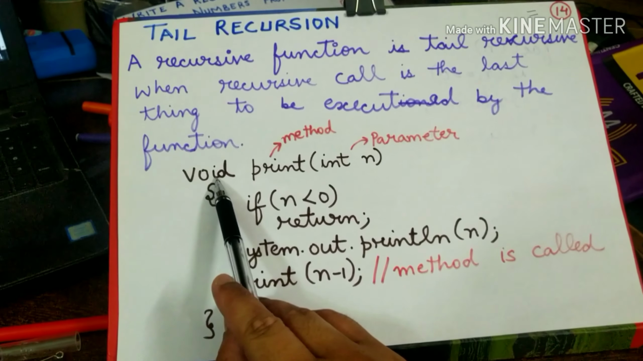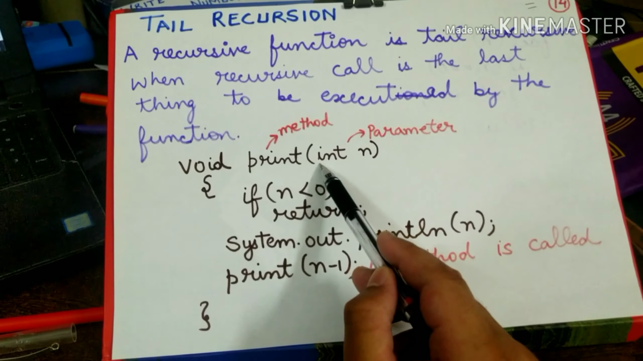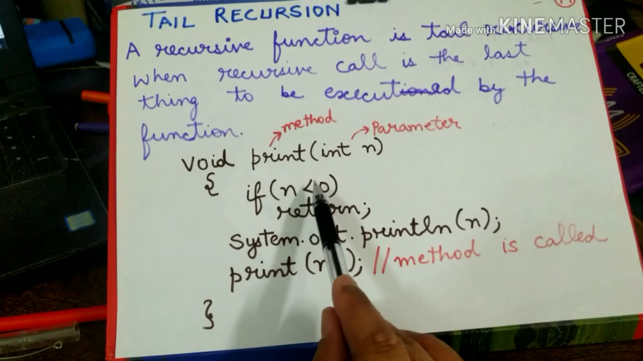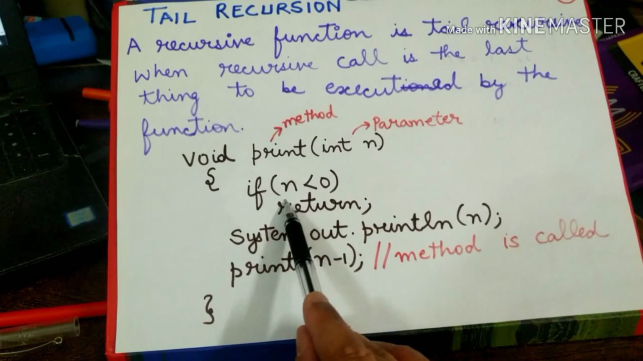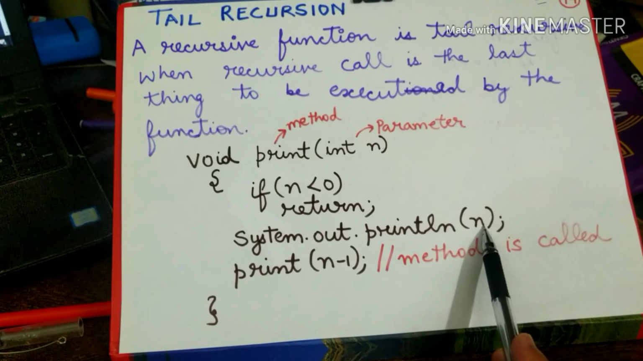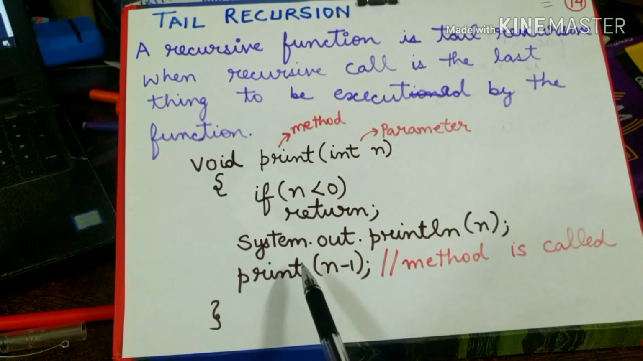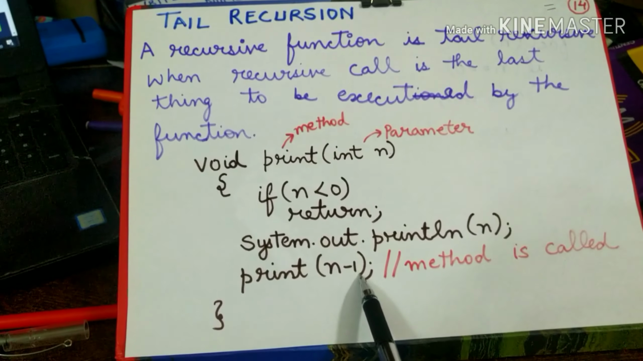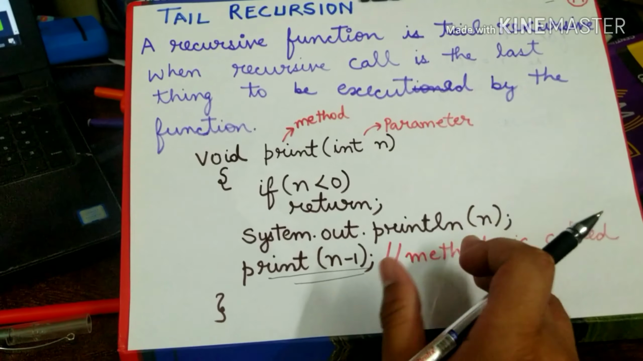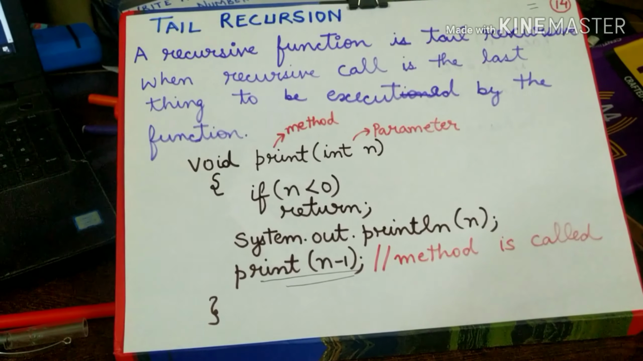For example, we create a method that is print, then there is a parameter that is int n. int is a data type, n is a variable. If n is less than 0, then return. Then System.out.println(n). We are printing the variable n. Then again the method print is being called with a different parameter that is n minus 1. So here we can see the last thing is a method call. So that's why it is an example of tail recursion.